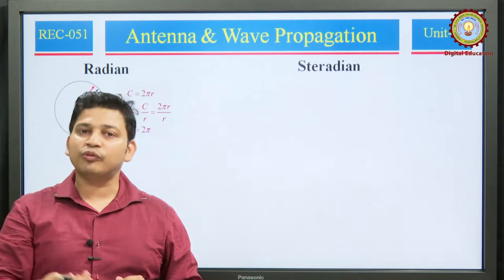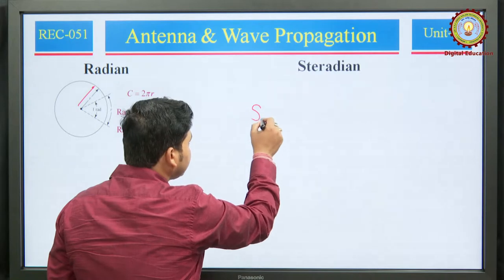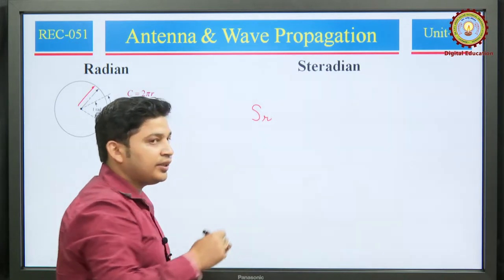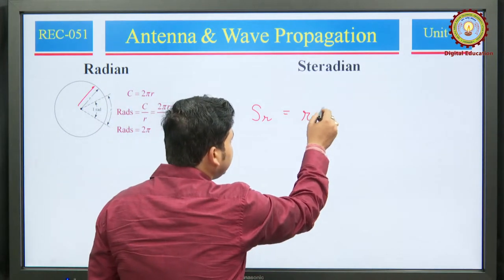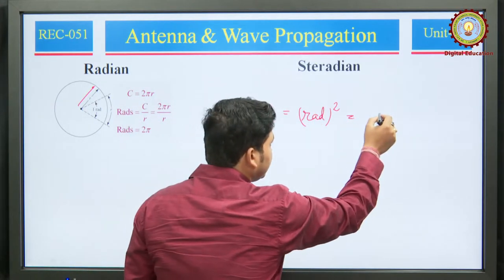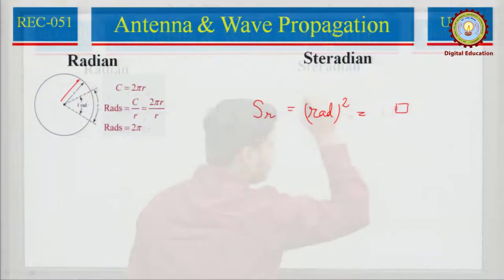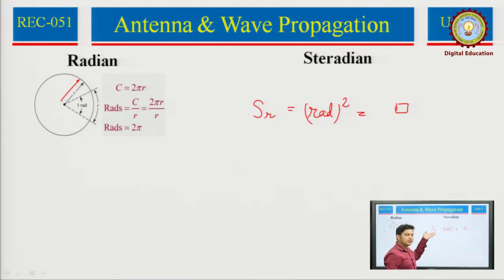Now, moving to the solid angle. The solid angle is measured in steradian, represented as SR, or in other words, radian square. The alternate representation is square degree. So, there are three different representations of solid angle: steradian, radian square, and degree square. Now, as we know, pi radian is how much in degrees?